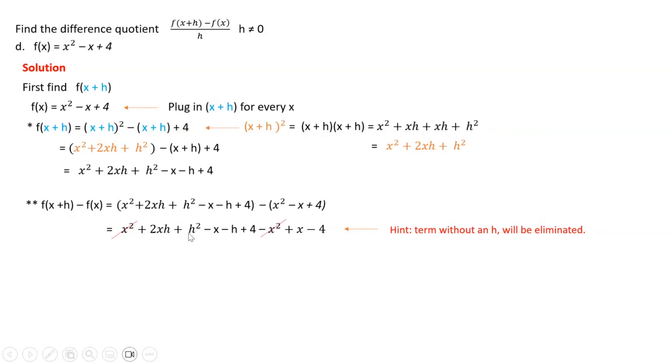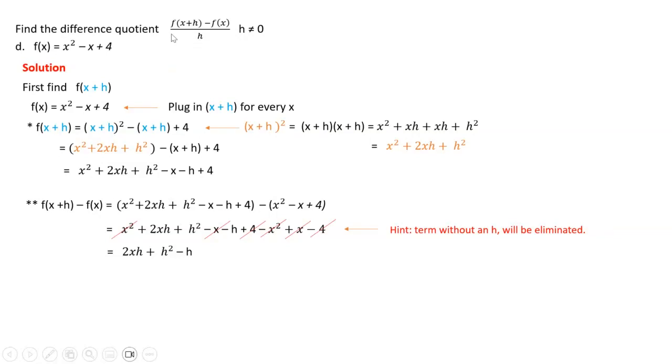Right, 2xh, because there's no other like term with an xh, that one stays. This one doesn't have an h, right? So the negative x cancels with a positive x. And the positive 4 cancels or is eliminated with a negative 4. So this is what's left.